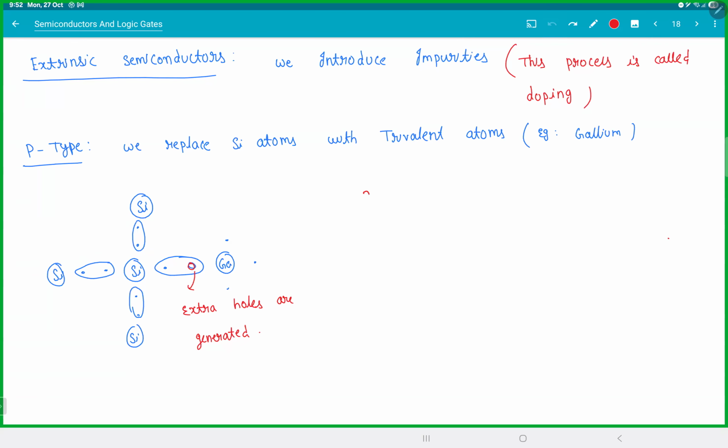So the number of holes will be approximately equal to the number of gallium atoms. These are also called acceptor atoms because these atoms want to take electrons. In this case, the acceptor atom is gallium.